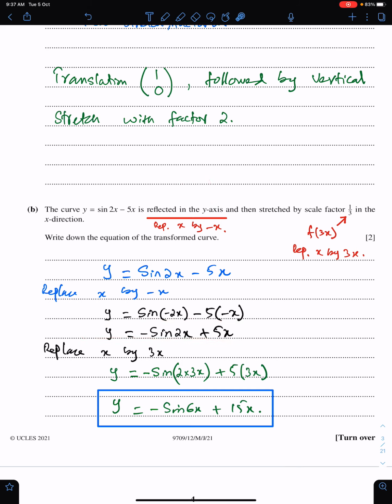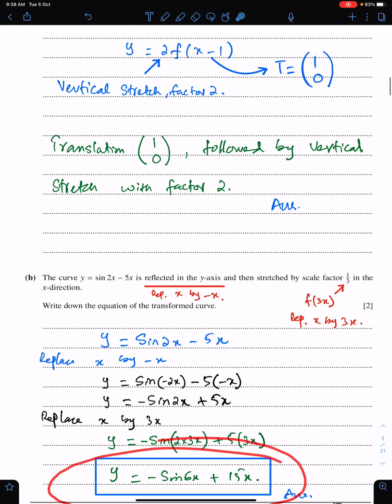Now for scale factor 1/3 and horizontal stretch, replace x by 3x. Replace all x occurrences by 3x. So when you replace all x by 3x, you will get this equation. This is the final answer. This is the equation of the resulting graph.